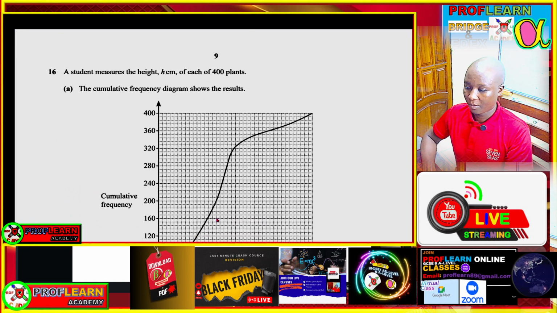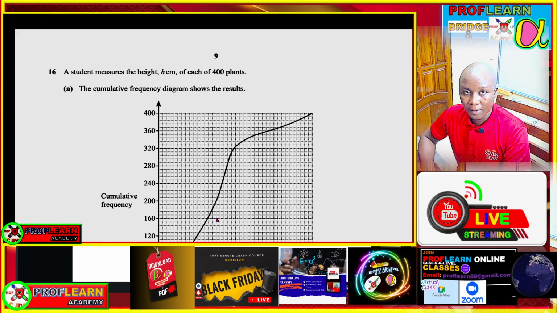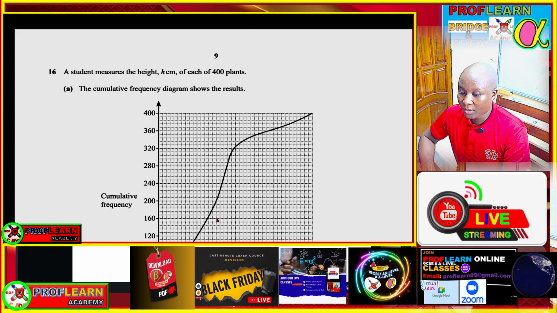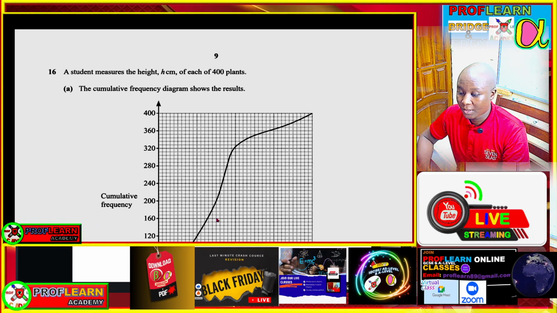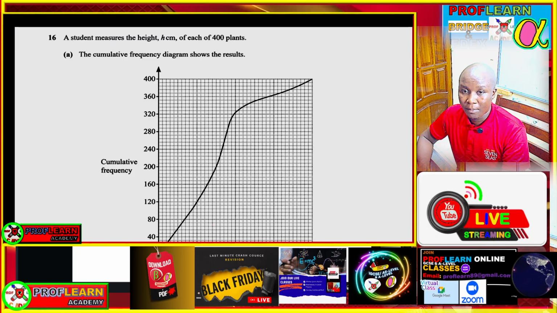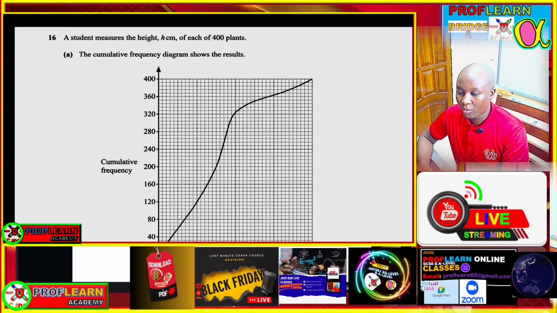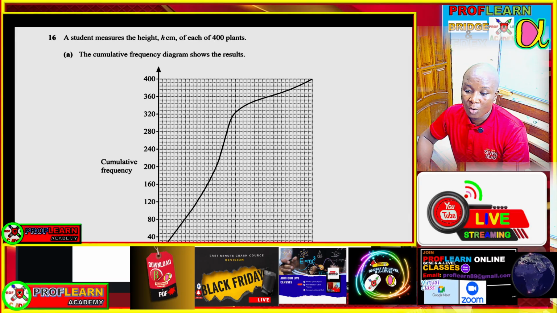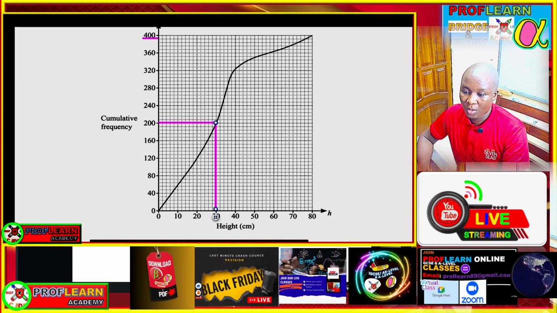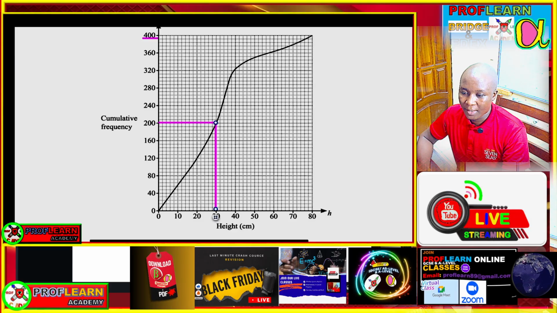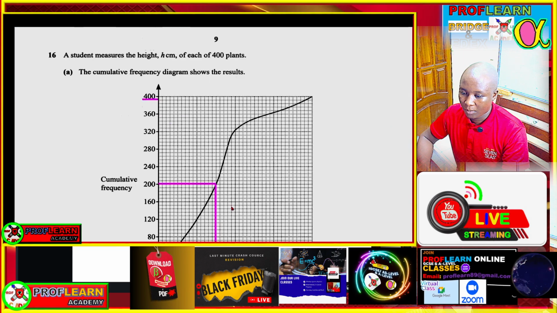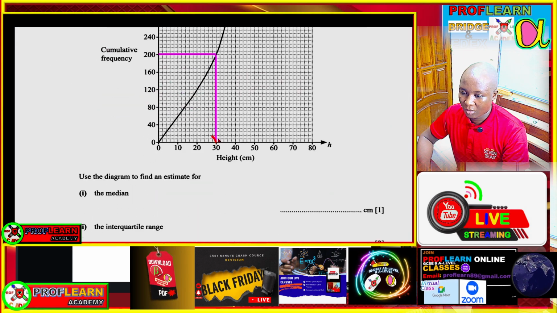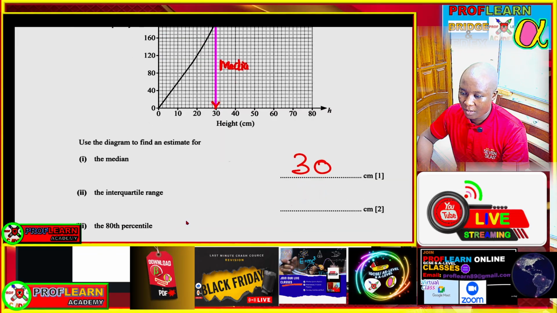Questions to do with cumulative frequency curves. You can be told to find the median, the interquartile range, or the percentile. So for you to find the median, just identify the total cumulative frequency divided by 2, and then go and check where that reads. 400 divided by 2 will be 200. You go to 200 and then read on the x-axis, and that value, which is the median, is approximately 30.